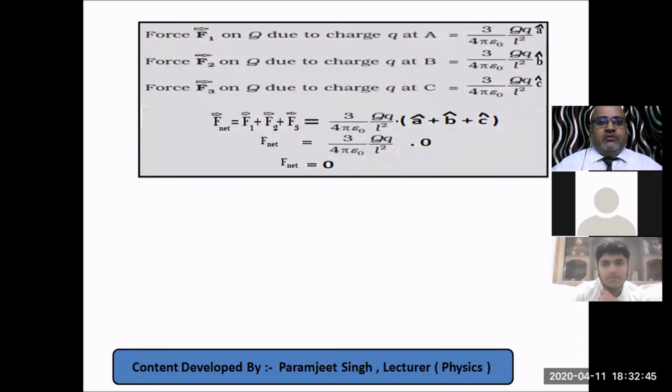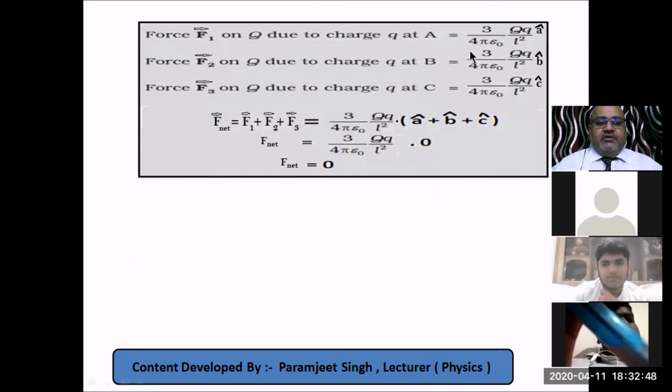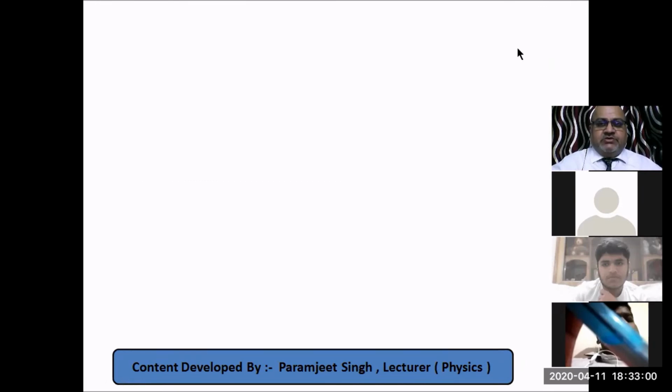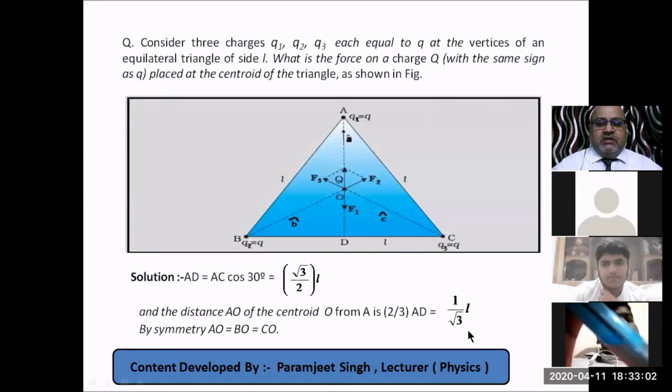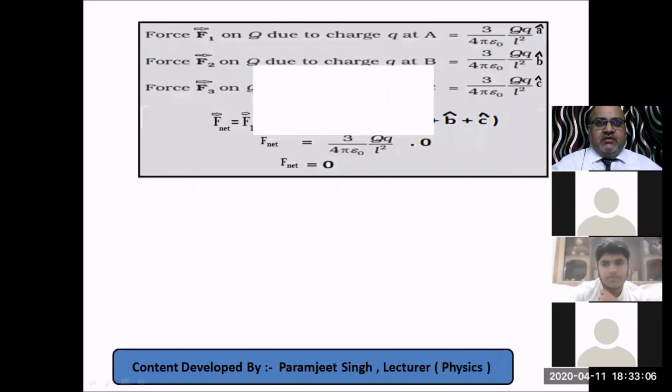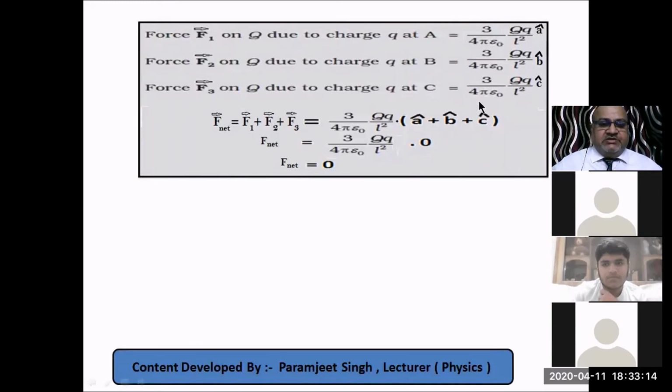Now I apply Coulomb's law. The magnitude of the force will be 1 by 4 pi epsilon naught Q1 Q2 divided by R square. The charges are capital Q and small q, so the product is capital Q small q, divided by R square. The distance was L by root 3, so its square will be L square by 3. I put L square by 3 in the denominator. This is the magnitude, and all three forces have the same magnitude but different directions.